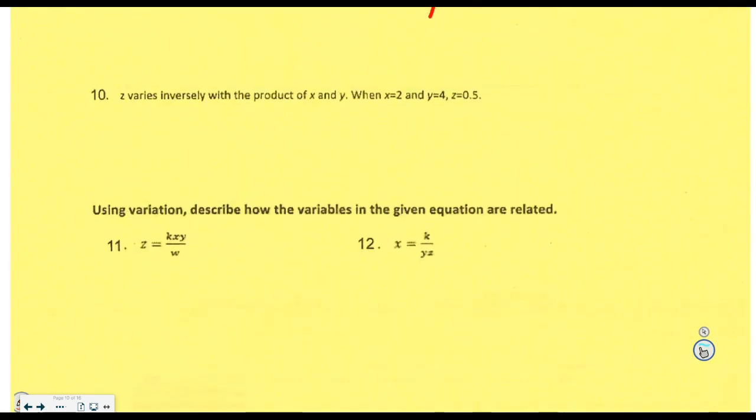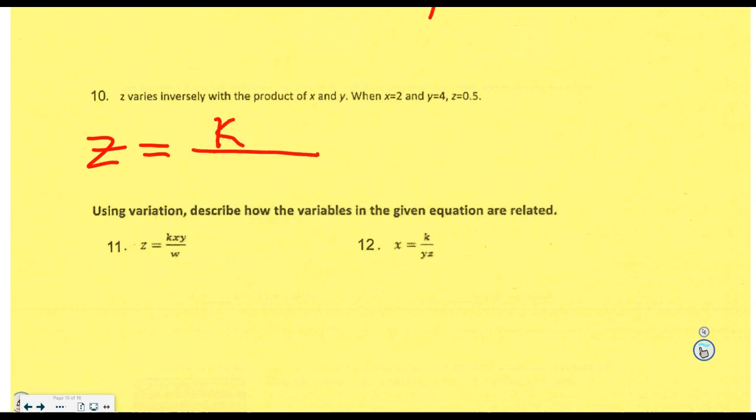I'm actually switching to the evens on the back here. So it says z varies, so you're going to go like this, z varies inversely. Does that mean multiply or divide? Divide. Okay, as always gets put down. It says inversely with the product. What does product mean? Multiply of x and y.